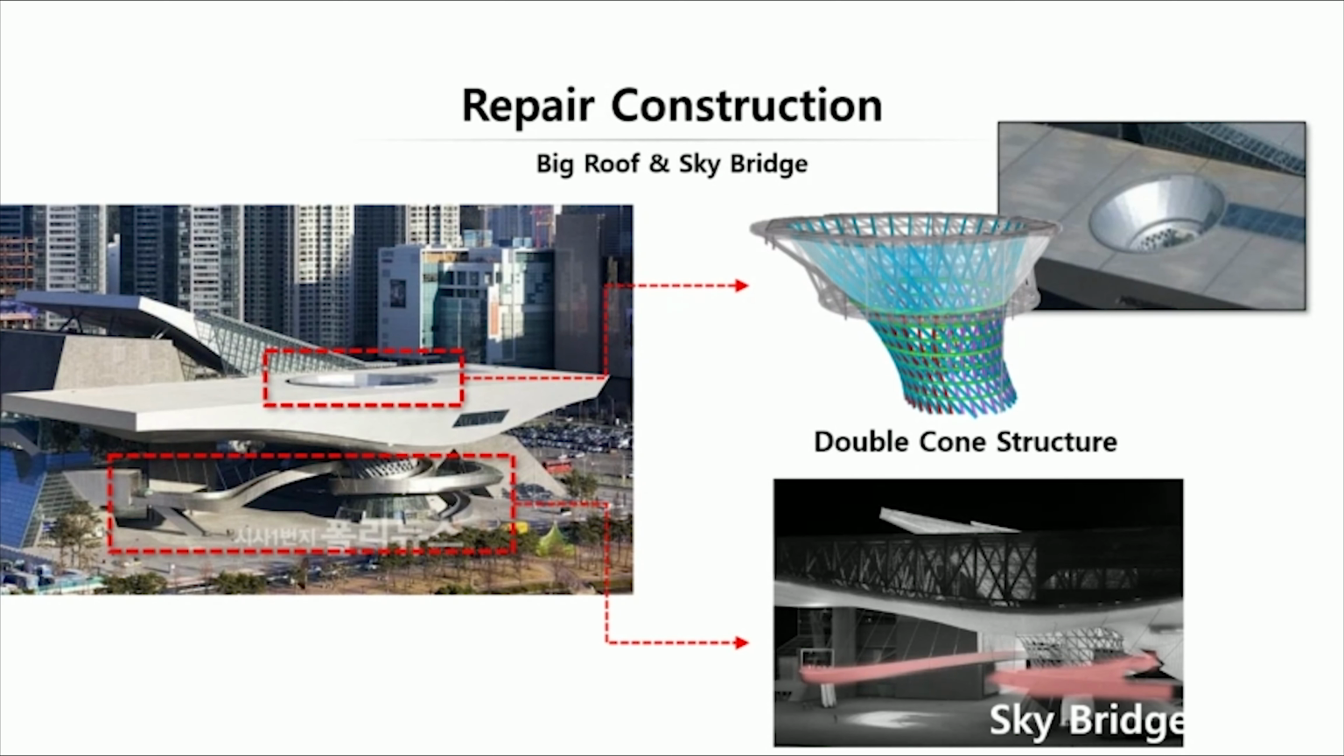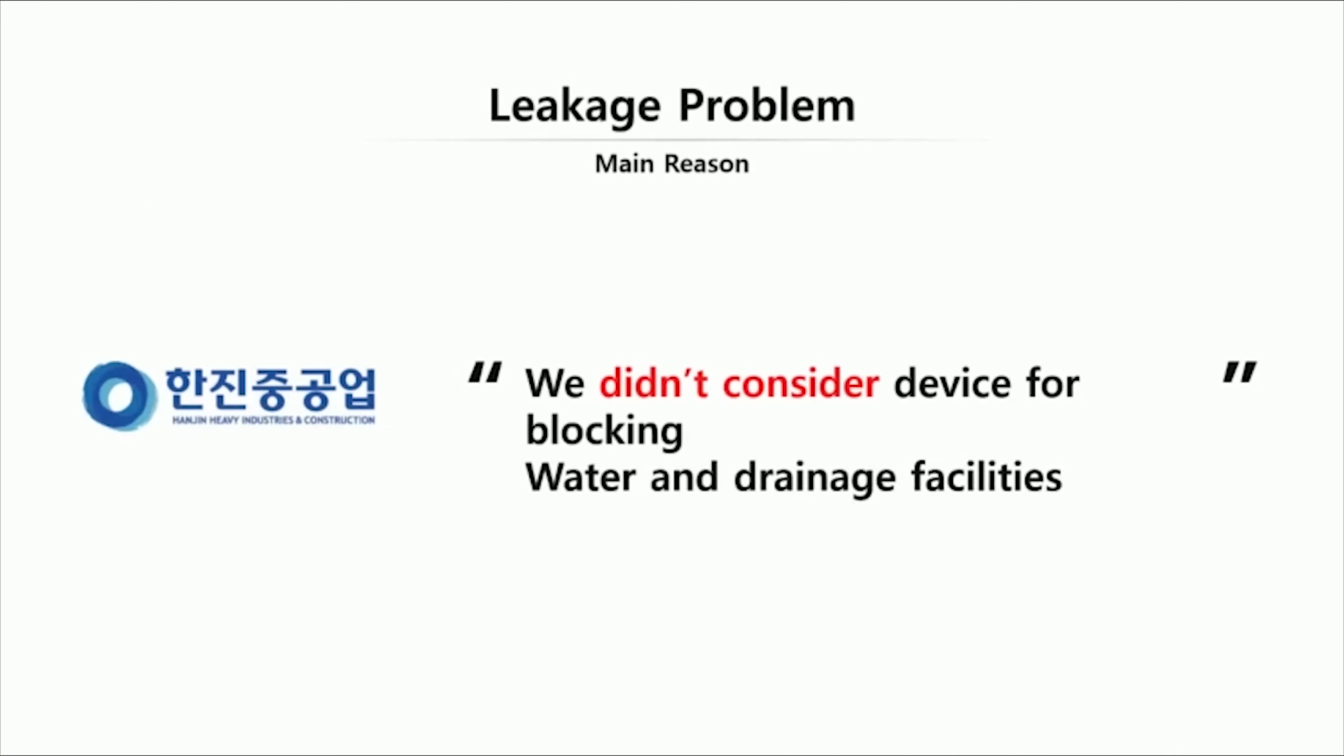The top part of the double cone, where the problem is serious, was rebuilt for a design change that was blocked with glass. Sky bridge is fully reconstructed. Hanjin, the construction company, said they did not consider blocking water and drainage facilities. I could find a problem with this remark.